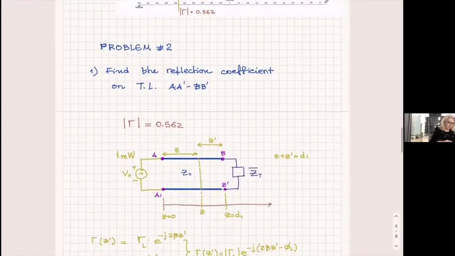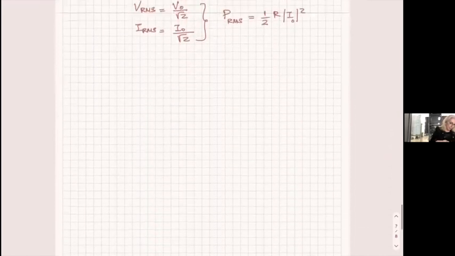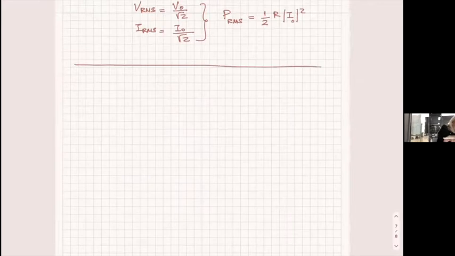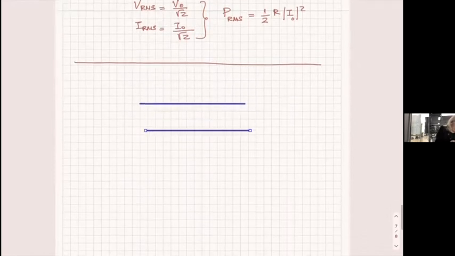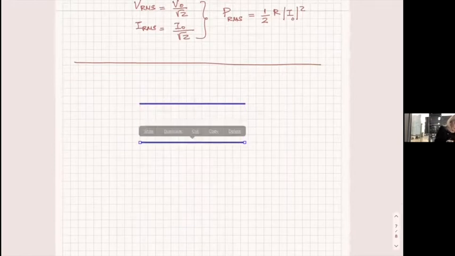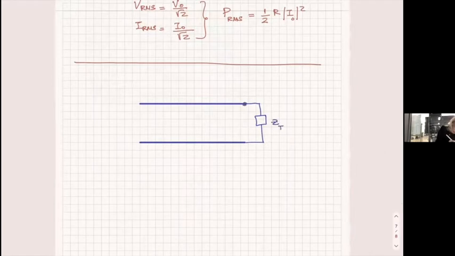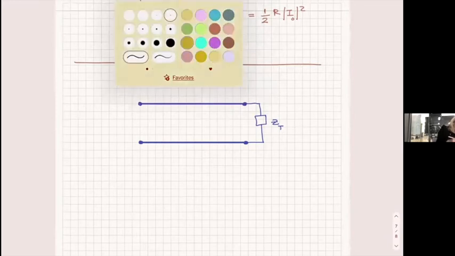All right, so what happens is the following. Let me assume here that I have a transmission line. So I'm going to make it a little thick. So we have our transmission line, and then we have the load at the end, our load, which we found, Zt. And we have a source on the front. And this source gives 1 milliwatt.